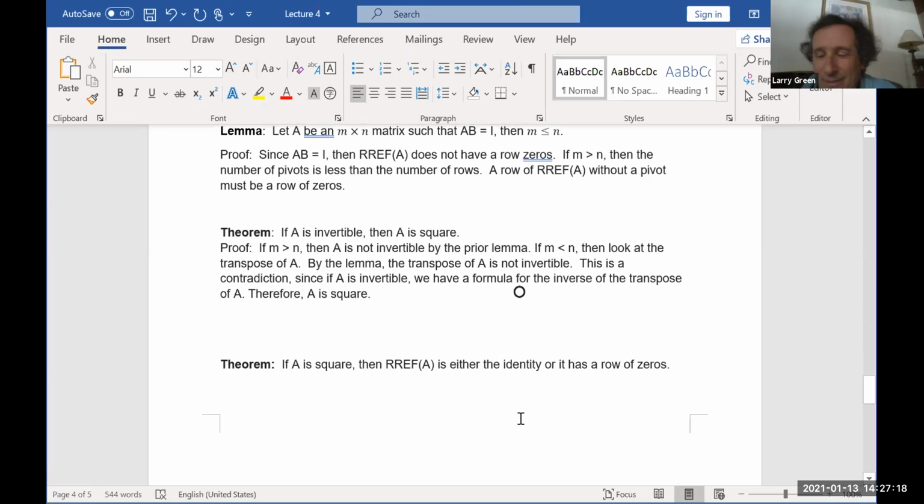All right, next theorem. A lot of theorems today. If A is square, then RREF of A is either the identity or it has a row of zeros. Okay. So why is that true? See if anyone can tell me.